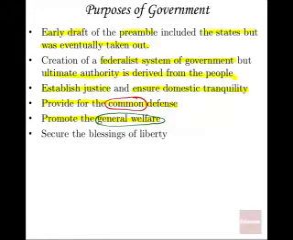Secure the blessings of liberty. Well, that's great, but when the founding fathers addressed this, securing the blessings of liberty, again, are we extending that to all groups of people or just white propertied men? So again, we'll see what the struggles were when the founding fathers came and created the American Constitution.